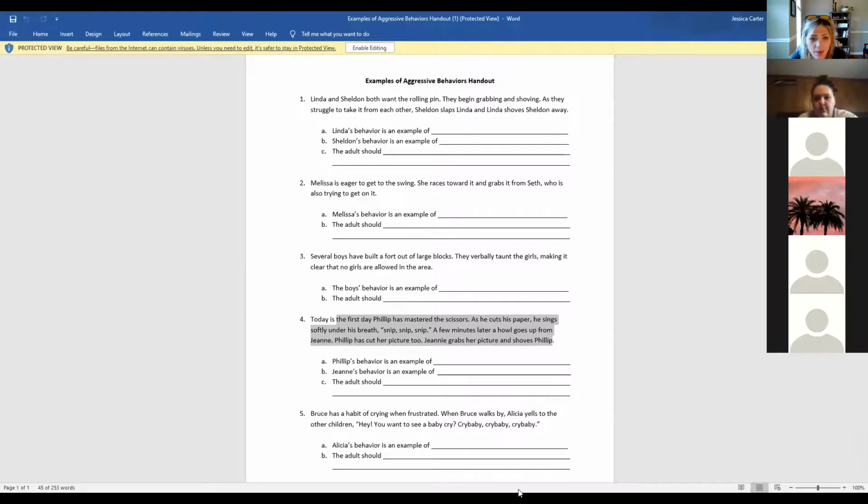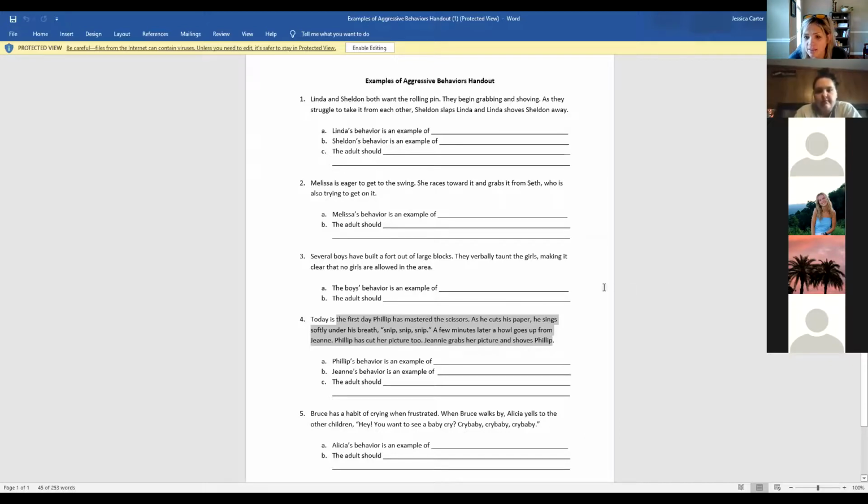Accidental. It could also perhaps be expressive. He might just really be so engrossed in that cutting experience that he just keeps cutting, but either way it was an accident, right? It was accidental. And then did Jean aggress against him, or she grabs her picture and shoves Philip? Wouldn't that be hostile since her attention was then shifted towards hurting Philip? Yes, she is acting out of anger and retaliation, right?